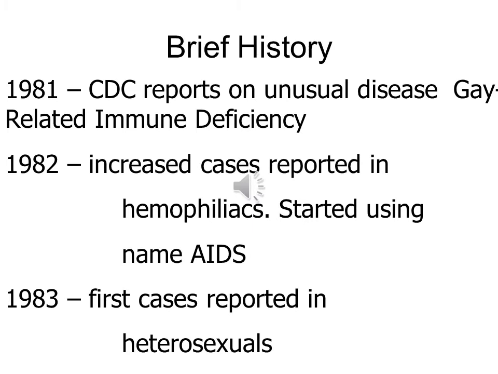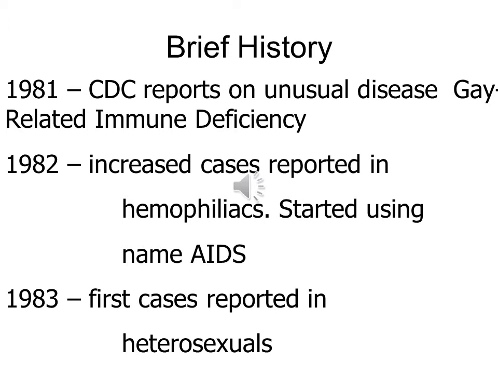In 1981, the CDC reported an unusual disease that they called GRID, gay-related immune deficiency disease. This happened because they were seeing an unusually large number of cases of a form of pneumonia which only occurs in those who have a compromised immune system. At the same time, they were also getting reports of large numbers of cases of Kaposi sarcoma, a rare form of skin cancer, again found only in those who have an impaired immune system. In 1982, they started to see an increase in the number of people having this condition among the hemophiliac population, and at that time they started using the name AIDS.